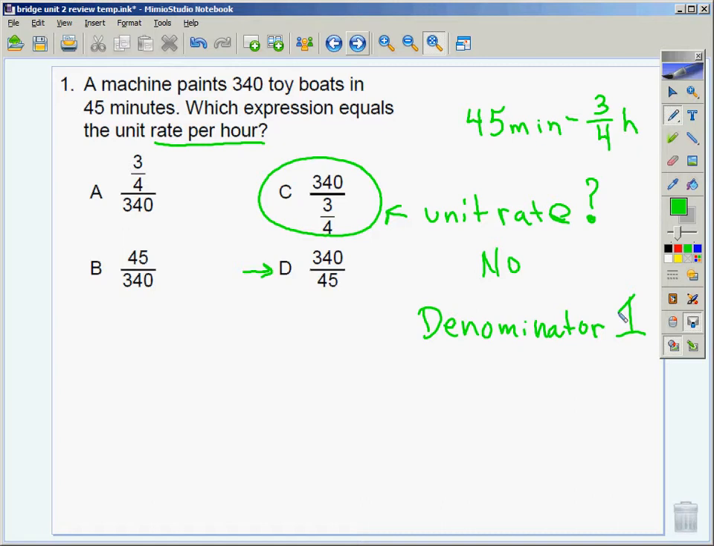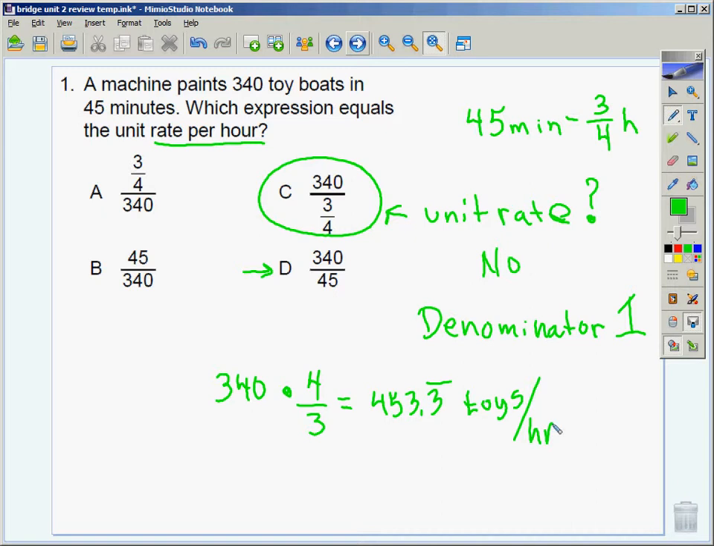How would I make it a unit rate? Keep, change, flip. So 340 times 4 divided by 3. If you were doing it on a calculator, what's that come up to? 340 times 4 divided by 3. 453.3 repeating. And that would be toys per hour.